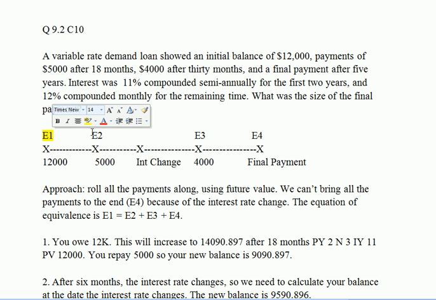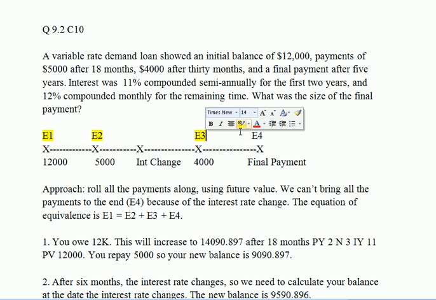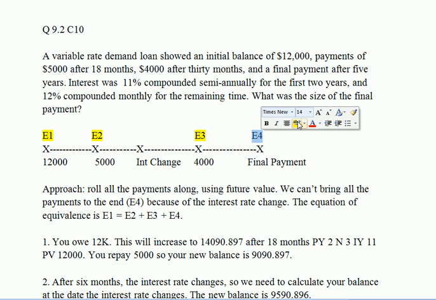Then after 18 months, so that's a year and a half, you repay 5,000, so your balance is reduced. Here's the tricky thing, is that after 2 years the interest rate changes. Then we need to calculate your new balance at the date the interest rate changes. At E3 you repay another $4,000. Finally, right at the end, you repay the final amount to clear the loan.